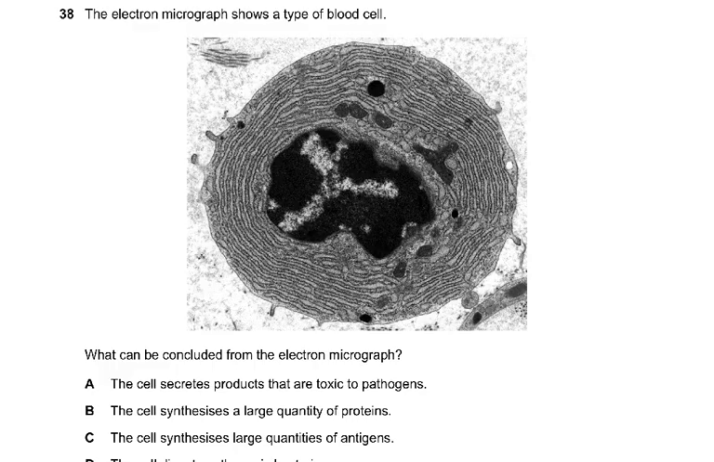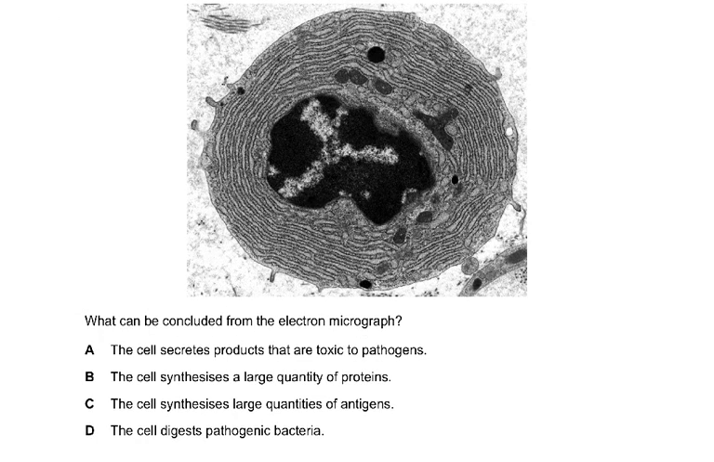Question number 38. The electron micrograph shows a type of blood cell. What can be concluded from the electron micrograph? Well, you can see a lot of rough endoplasmic reticulum. That's all you can see. All this is the rough endoplasmic reticulum. It's a lot of it. So all it has to do is synthesize a large quantity of proteins.